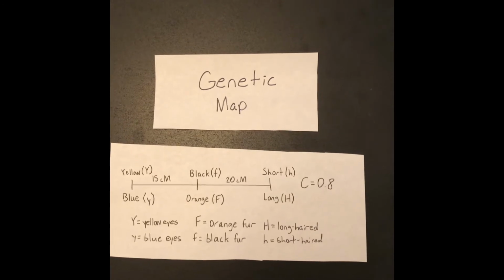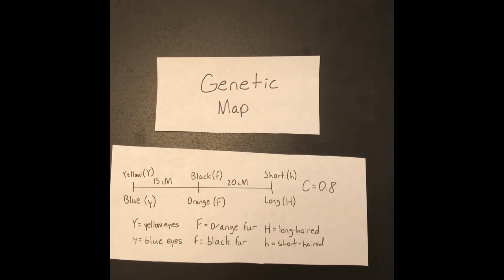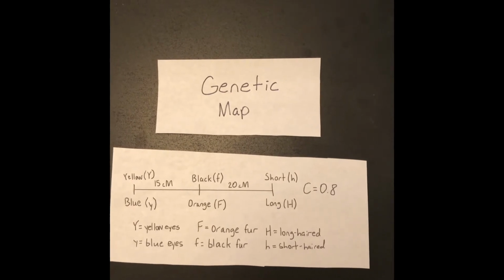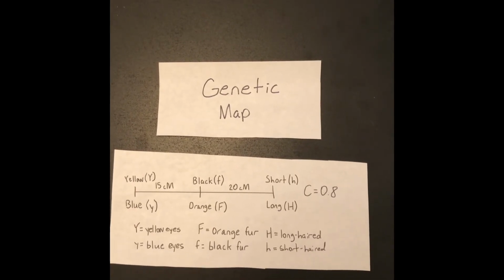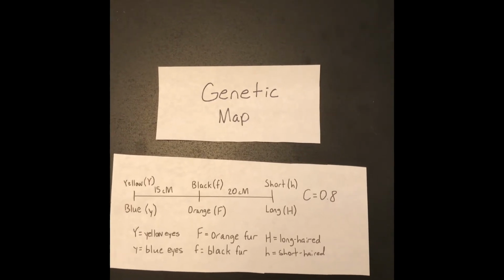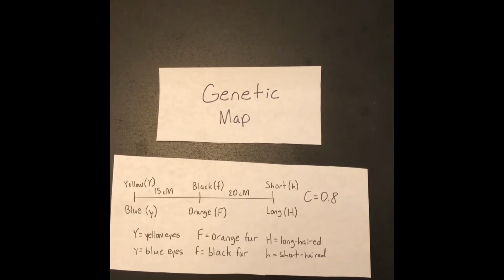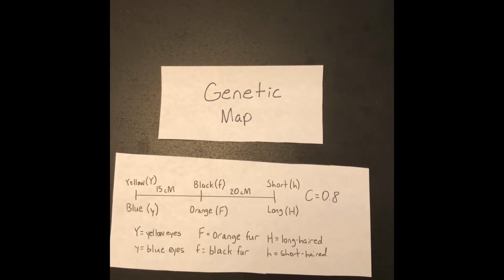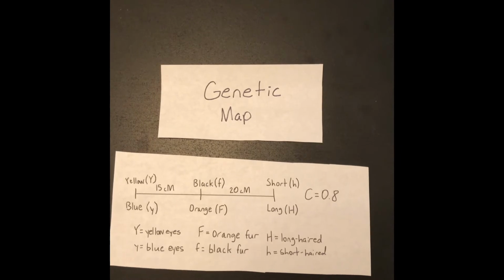As you can see, the genetic map gives us the order of the 3 genes, where we have eye color on the left end, fur color in the middle, and hair length on the right end. The genetic map also gives us a map distance between the loci, where we have 15 centimorgans between eye color and fur color, and 20 centimorgans between fur color and hair length. A coefficient of coincidence value of 0.8 is also given. This data will help us determine the probability of each gamete to occur as we go along the reverse map.